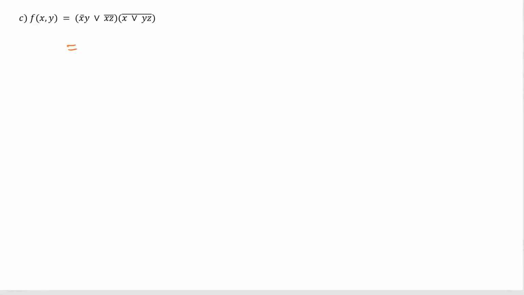Okay, first thing, let's translate. This is x bar y. When you see or, it's like plus. Okay, what is this guy? So this is like x and z bar, or use De Morgan's law.